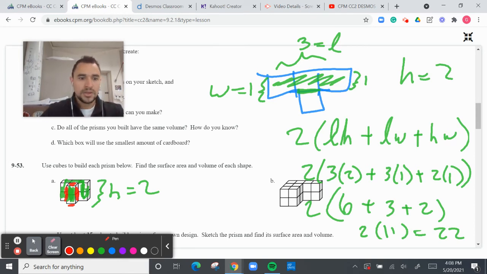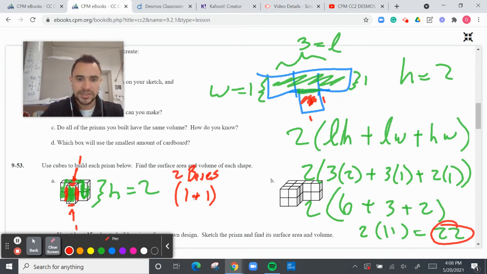So we have that is 22 in green. So we're going to use the rest in red. So we know that this top is going to be 1 and 1. So that is 1 on top. And then we have to do the bottom plus 1. All right, so the 1 on top is 1. The 1 on bottom is 1. So that's our bases. Both bases. 1 on top, 1 on bottom. So that's 2 bases. And then we're going to add the sides.